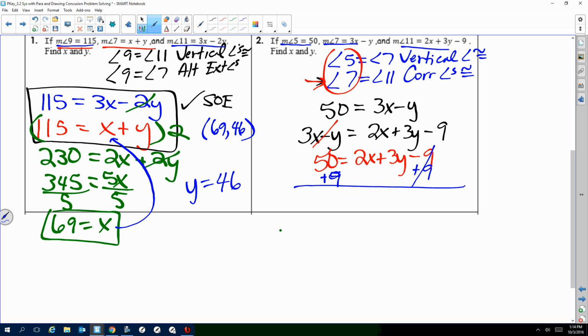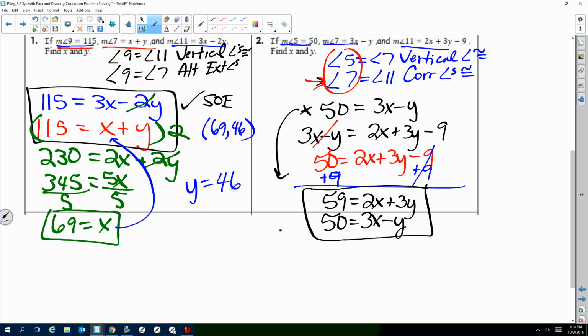Okay? So, here's my system. I'm going to go ahead and just simplify this one. This is 59 equals 2x plus 3y. My equation that I had earlier, this one right here, I'm just going to bring it down. 50 equals 3x minus y. I'm going to box my system that I wrote. That's in standard form. Do we remember our shortcut?